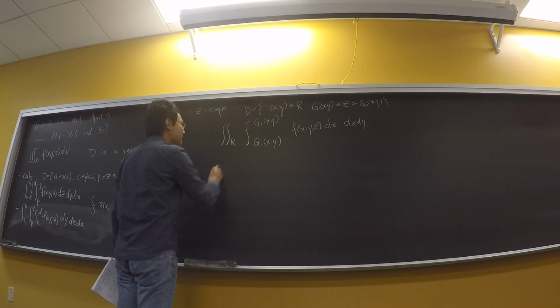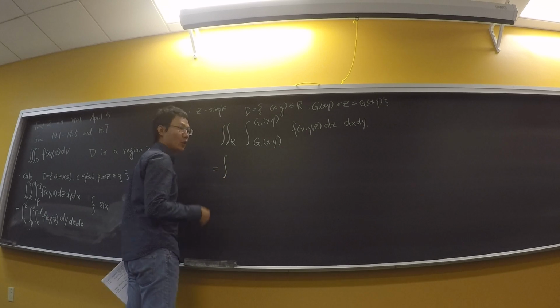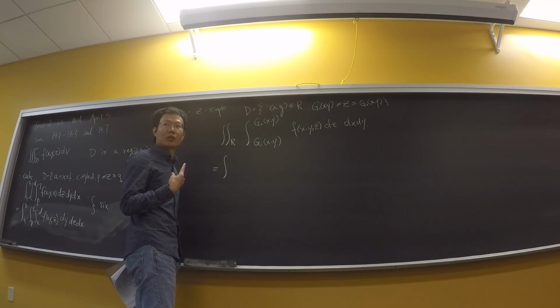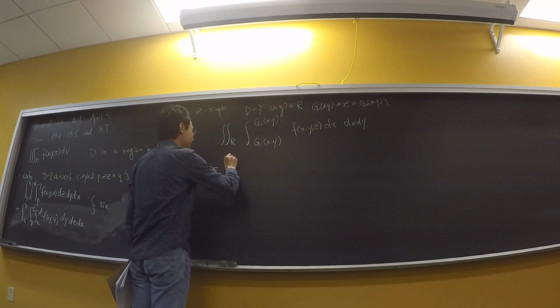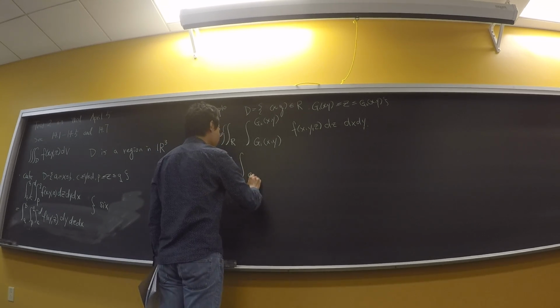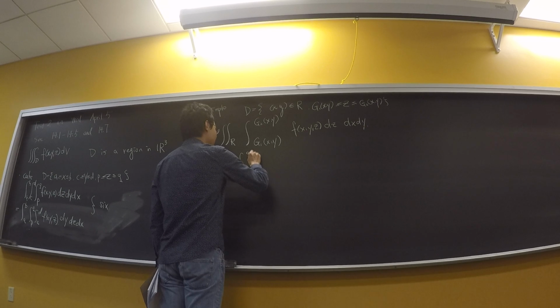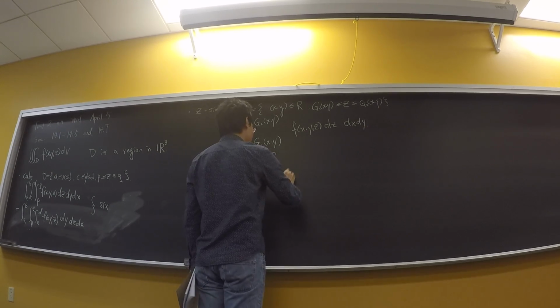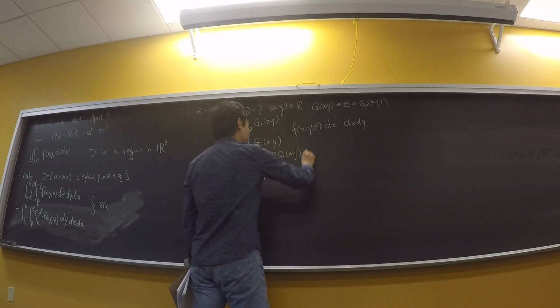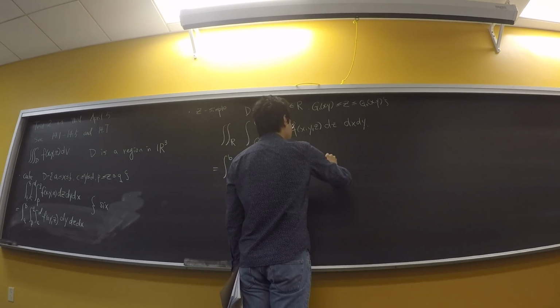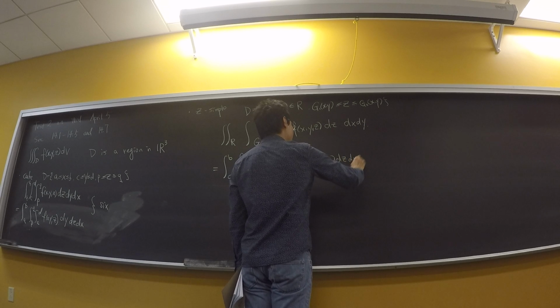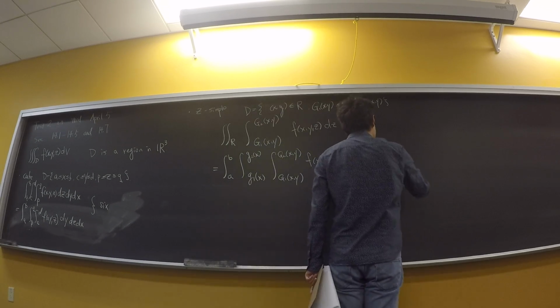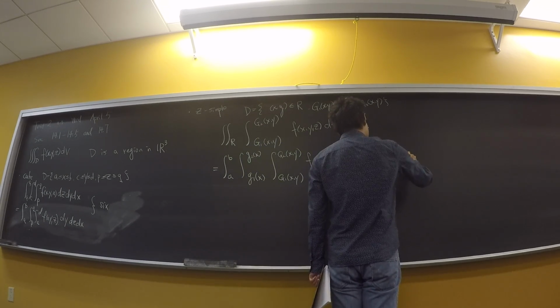So if it is y simple, that means I need two numbers for x and two functions for y. So I need two numbers a to b, and then g1 of x to g2 of x, from g1 of xy to g2 of xy, f(x,y,z) dz dy dx. Here is y simple on the xy plane.